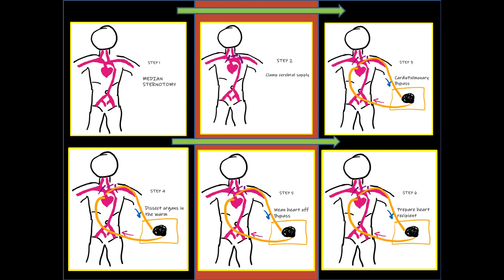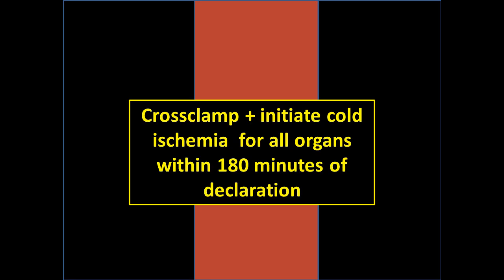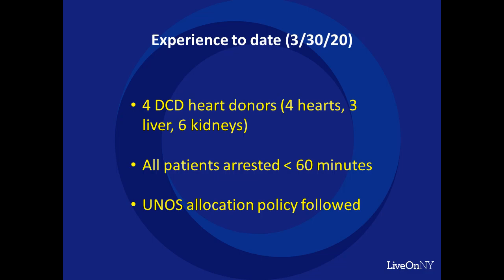Now, as soon as the heart was assessed, the recipient, who was already in the room next door, had induction of anesthesia and was put to sleep, and so then we could control the timing completely. So the overall essence was that cross-clamp and initiation of cold ischemia for all organs must be within 180 minutes of declaration. I can tell you that we have now cumulatively done 4 donors, 4 DCD heart donors.